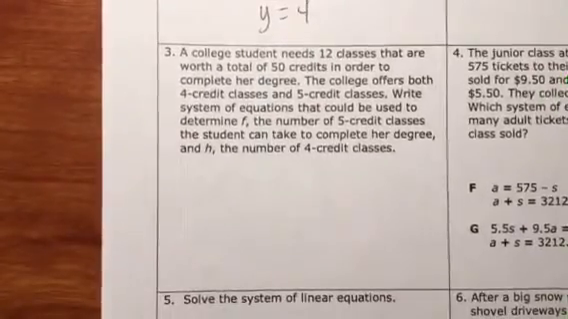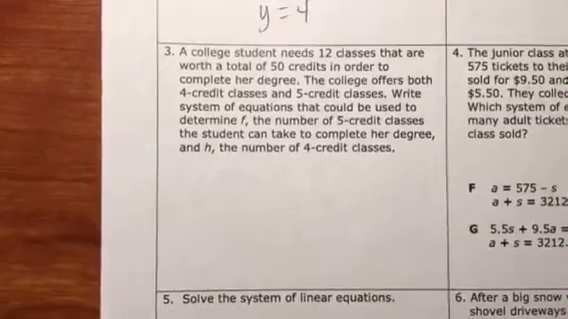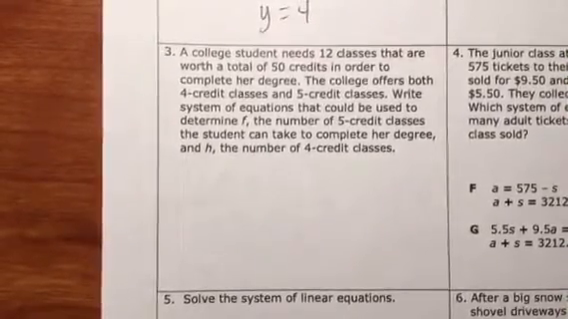Okay. Number 3, a college student needs 12 classes that are worth a total of 50 credits in order to complete her degree. The college offers both 4 credit classes and 5 credit classes. Write a system of equations that could be used to represent F, the 5 credit classes the student can take to complete her degree, and H, the number of 4 credit classes.